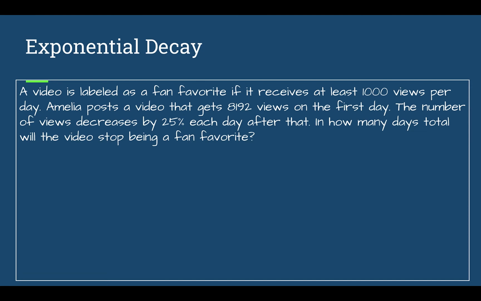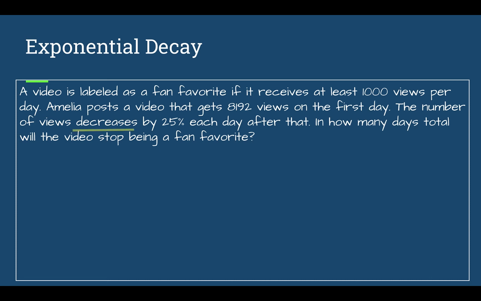Before I have you do your problems, let's look at an example of exponential decay where we don't know how much time, but we need to figure out when it reaches a certain point. A video is labeled as a fan favorite if it receives at least 1,000 views per day. Amelia posts a video that gets 8,192 views on the first day. The number of views decreases by 25% each day after that. In how many days total will the video stop being a fan favorite?